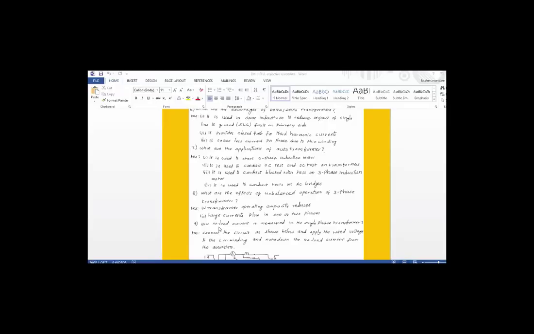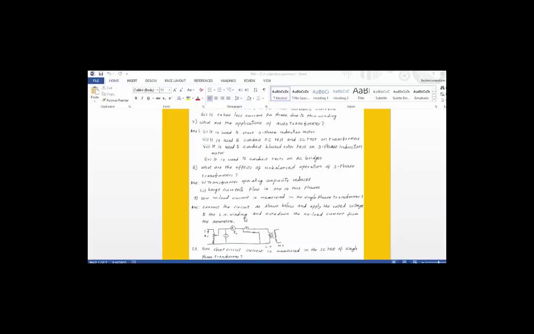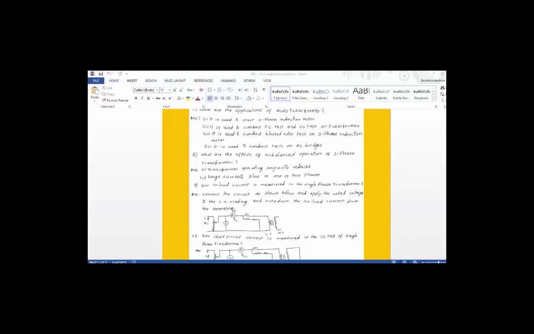Ninth question, how is no load current measured in the single phase transformer? First, connect the circuit like this with HV open and LV connected to the supply via ammeter, voltmeter and wattmeter like this. Then apply the rated voltage of LV winding. Then note down the ammeter reading that will show the no load current.